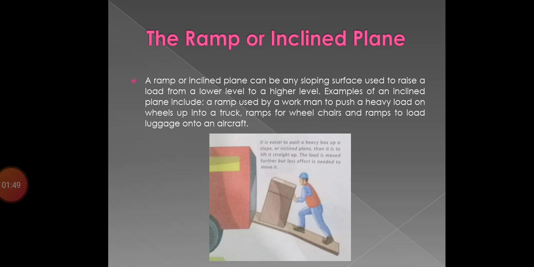So students, ramp is actually a sloping surface. Here in the diagram you can see that a man is moving the load from lower level to the higher level. There are a lot of examples from our daily life. For example, we can see the use of ramp in hospitals to move wheelchairs, in shopping malls to move trolleys, and also in front of our gates to park the vehicles inside.